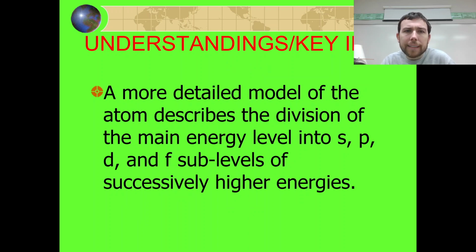Now, another key idea we need to take away from this: a more detailed model of the atom describes the divisions of the energy levels into s, p, d, and f sublevels of successively higher energies. That should make sense. That's how we get to our electron configurations, and we'll talk about those more in depth shortly.